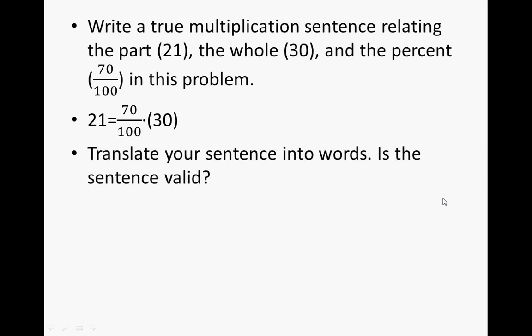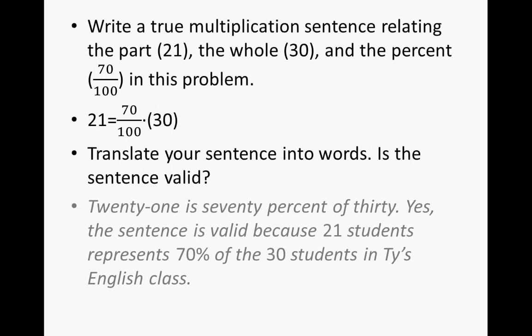So translate your sentence into words. Is this sentence valid? Well, 21 is 70% of 30. Yes, the sentence is valid because 21 students represent 70% of the students in Ty's English class.